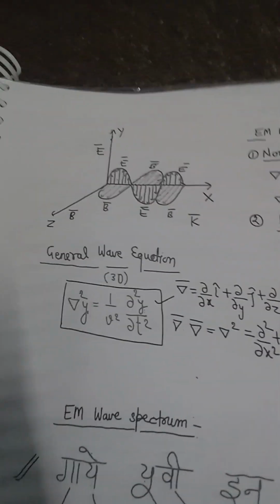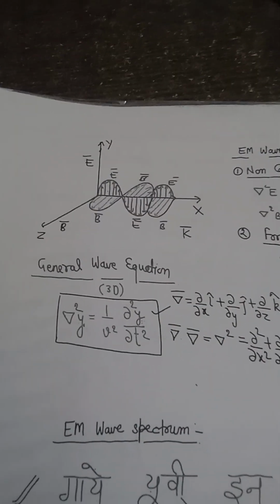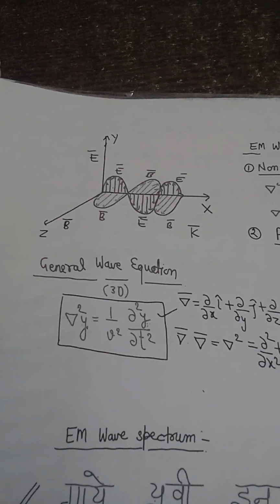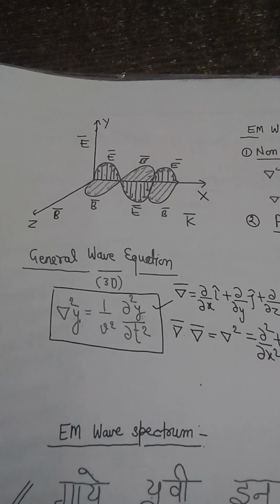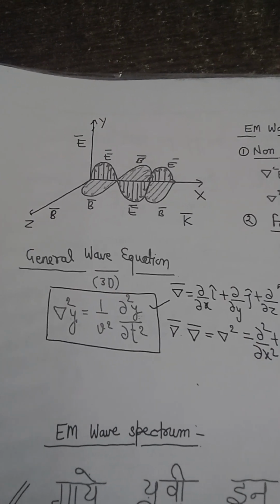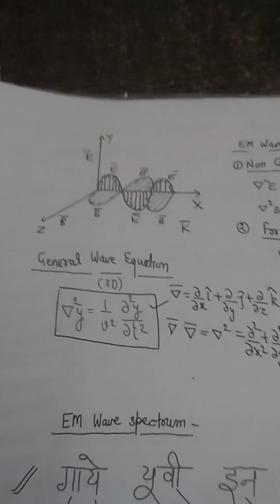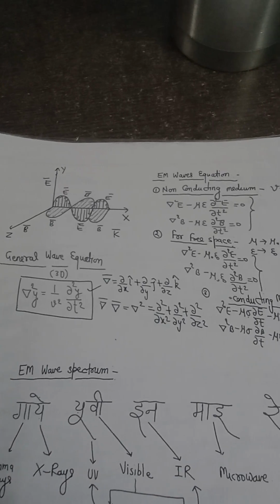Okay, so this is a diagram, XYZ plane. Here E denotes the electric field and B denotes the magnetic field. They are both perpendicular to each other, so you can see it in the figure.